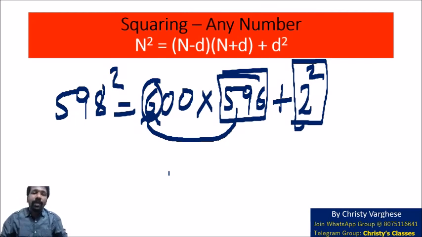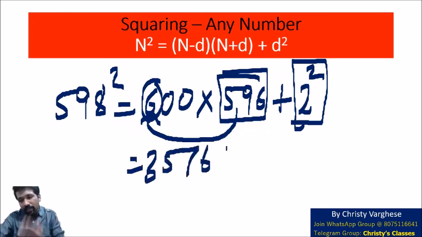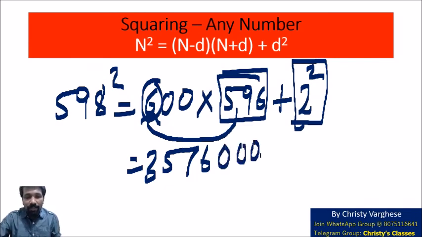So anyway, 596 into 6. 600 into 6 is 3600. 596 into 6 is 3600 minus 24. That is 3576. Again, those multiplication shortcuts in another class we will discuss in detail. So 357600 will be there. Plus 2 square. Plus 2 square means plus 4.